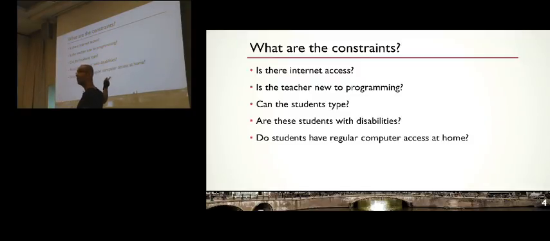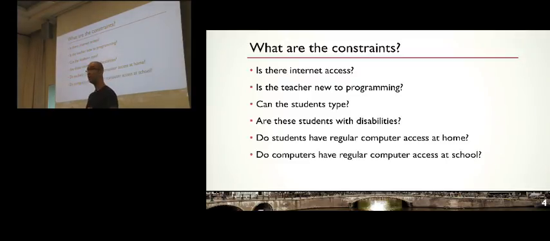Do they have regular computer access at home? That might change the kind of assignments you see fit to assign them. Do they have regular access at school? Believe it or not, that can be a constraint. Any one of these constraints can completely sink a curriculum. It can sink a class. And so if a teacher like me walks up to you guys sometime this year and says, you're the expert, what should I be teaching? You need to be asking about these constraints, unless you already know the answers.